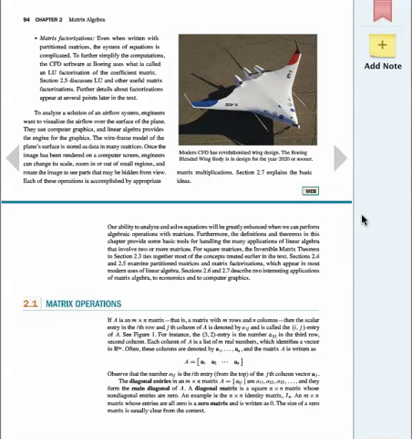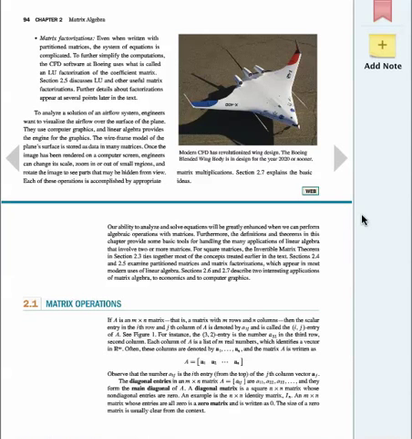Section 2.1 is talking about matrix operations. As a general setting, now that we're in chapter 2, what we're going to start doing is divorcing ourselves from having a system of linear equations in the background, and we're going to start looking at matrices for their own sake, maybe as the matrices of linear transformations, maybe just as an object worthy of study on their own.